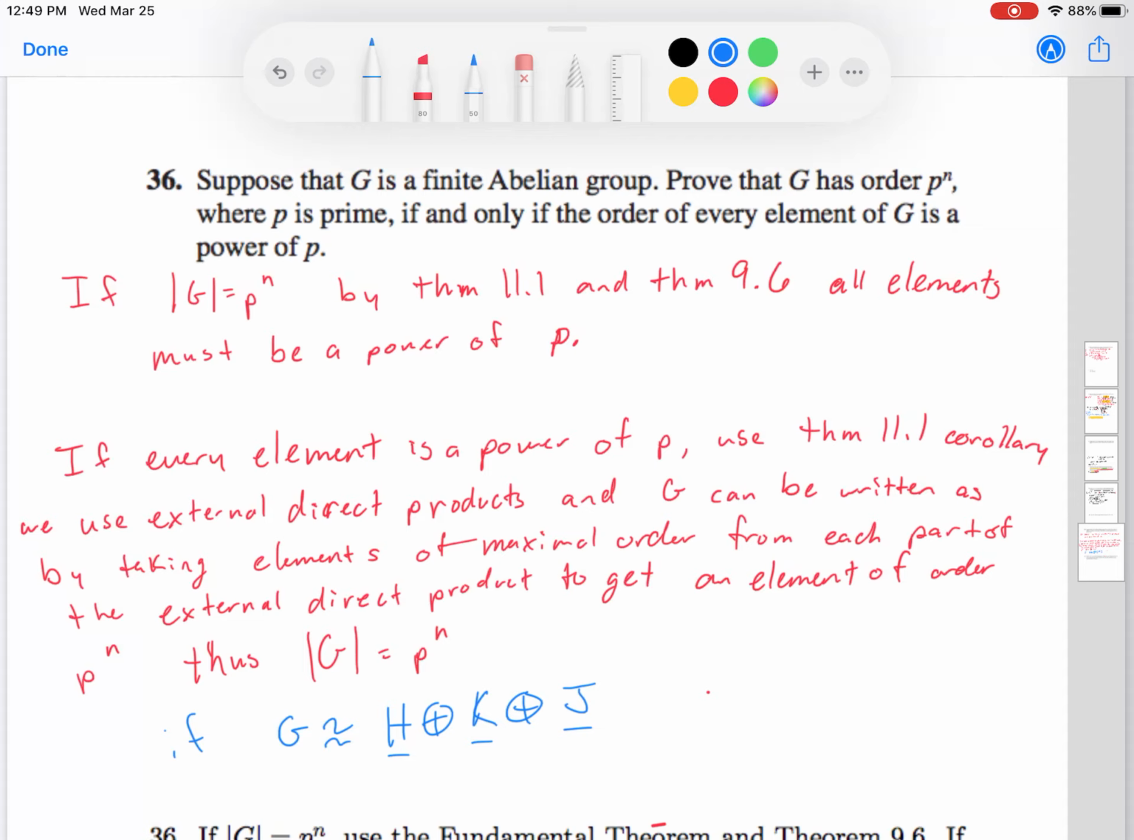So it's a careful use of theorem 11.1's corollary to say that we can look at those external direct products. And of course, we're also referencing theorem 9.6, that would be Lagrange's theorem, I believe, which tells us that the order of our elements has to divide the order of our group. So that is chapter 11, example problems.